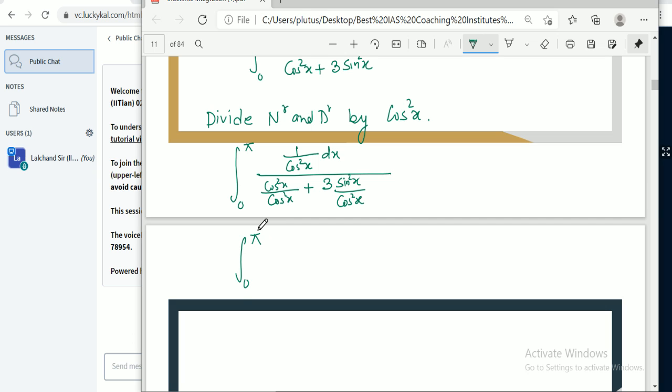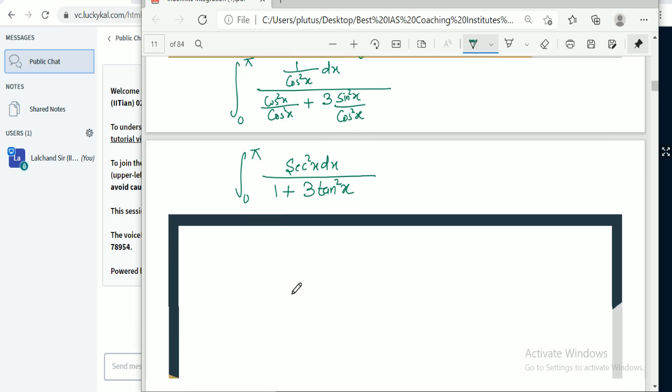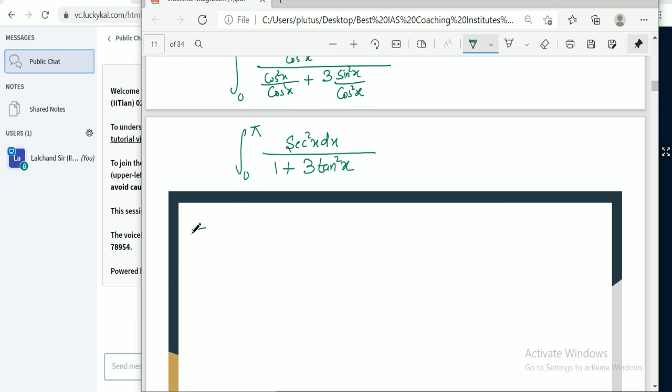So now if we simplify this, then finally we have the integral from 0 to pi of sec square x dx divided by 1 plus 3 tan square x, isn't it? This equation is like this. So now tell me what is the substitution for this equation? Can anyone tell me the substitution? What do we need to substitute now? tan square x equal to t or tan x equal to t. We need to substitute here tan x equal to t.